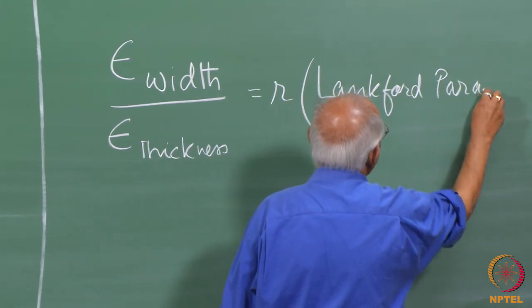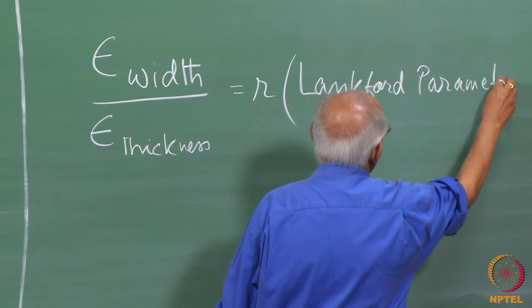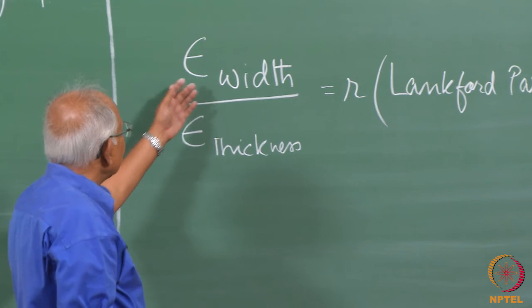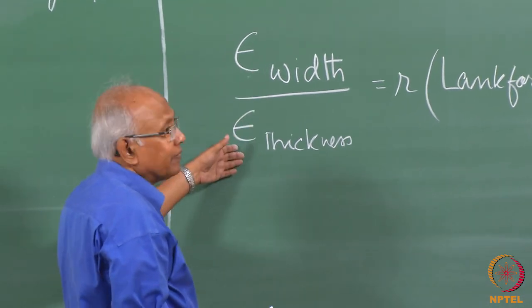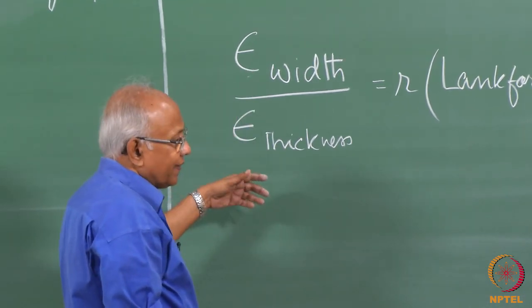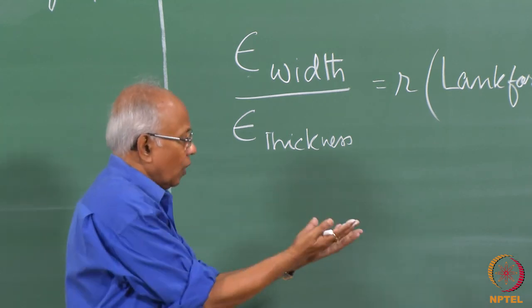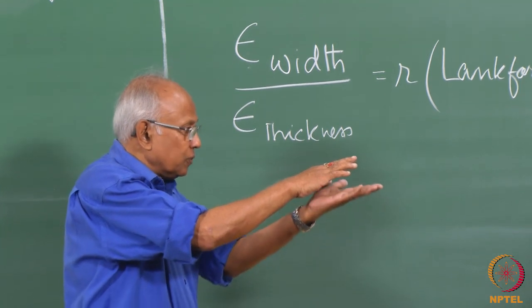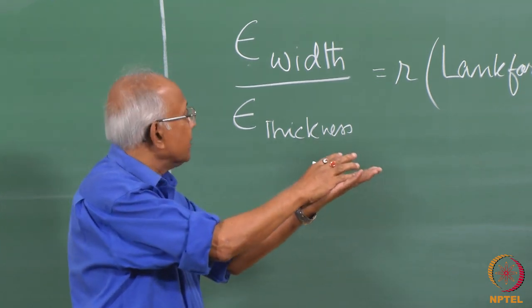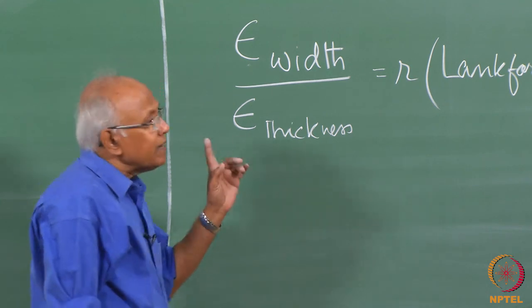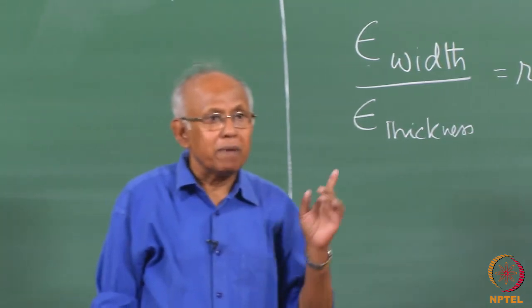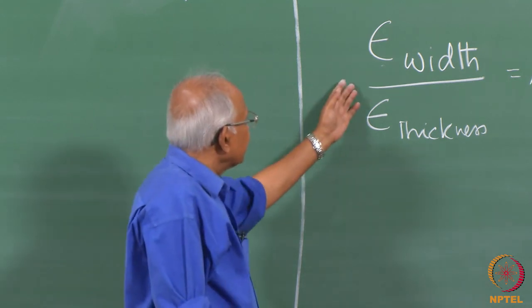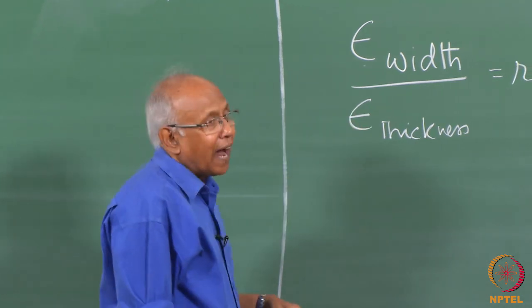So in order that the steel can be deep drawn, it is essential that the width strain is much higher than the thickness strain. That will ensure that when we draw the steel, it will spread in its own plane much before the thickness reduces, so that failure will not occur. So for any sheet steel which we use for making auto bodies, where deep drawing is the process, this value should be as high as possible.